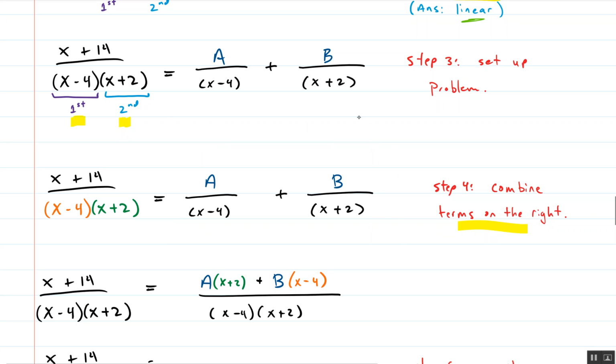So the first term, the a over x minus 4, is missing the x plus 2. So let's have that. So we multiply on top and bottom by x plus 2. The term on the right is missing the x minus 4. So let's multiply that on top and bottom. x minus 4.